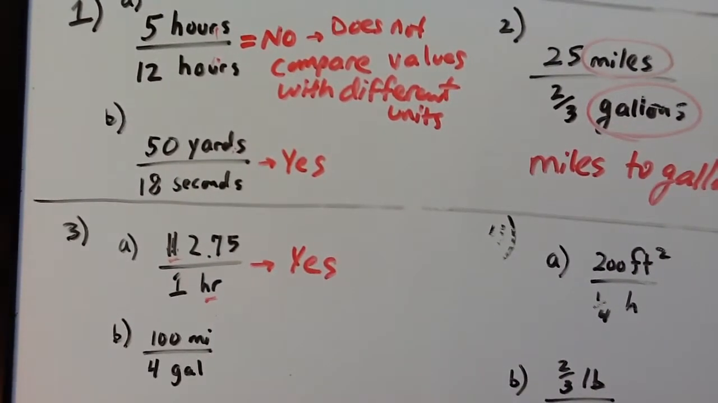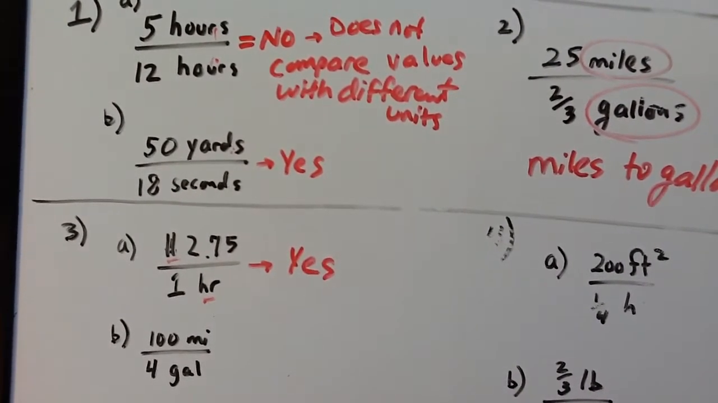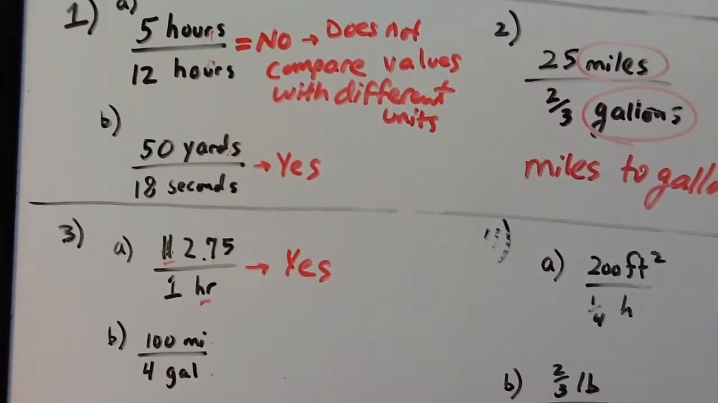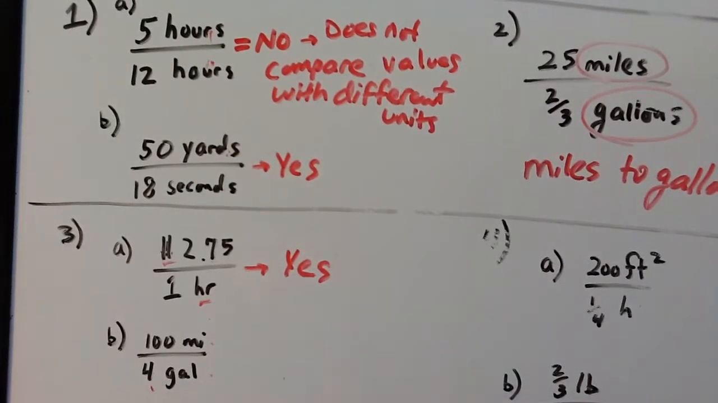Part B, 100 miles per 4 gallons. Am I comparing different units? I'm comparing miles to gallons. Okay, so it's a rate, but is it a unit rate? Is the bottom number 1? No, it's not.